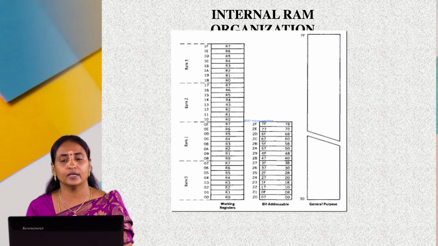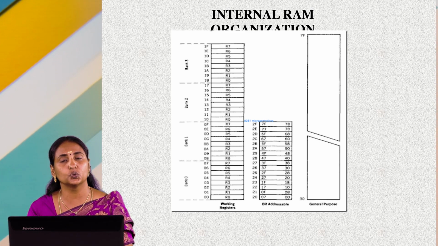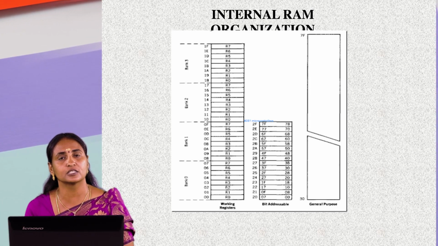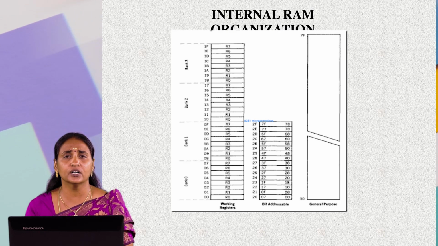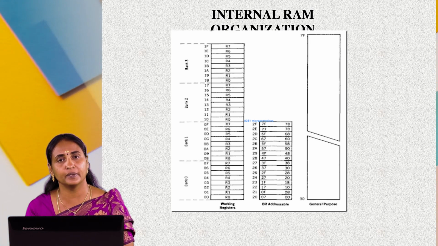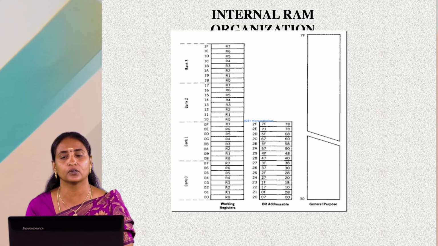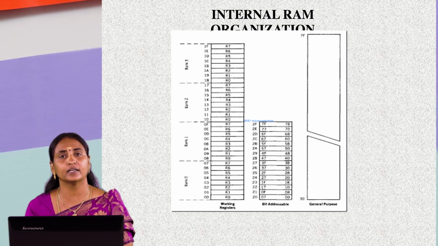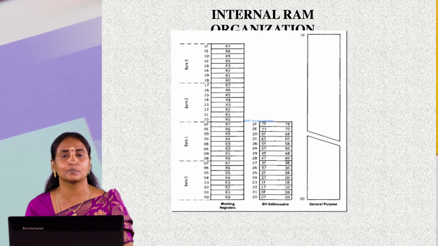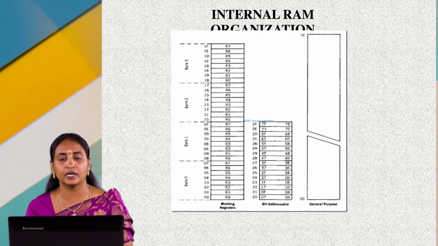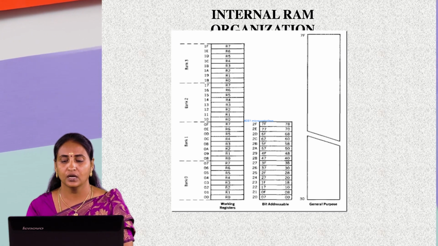Bit addressable area, that is the addresses from 20 to 2FH. The 8051 microcontroller has a bit addressable area, and separate bit handling instructions are also available in the 8051 microcontroller. Through those bit handling instructions, we can access this bit addressable area. And the general purpose area is the addresses from 30 to 7F.